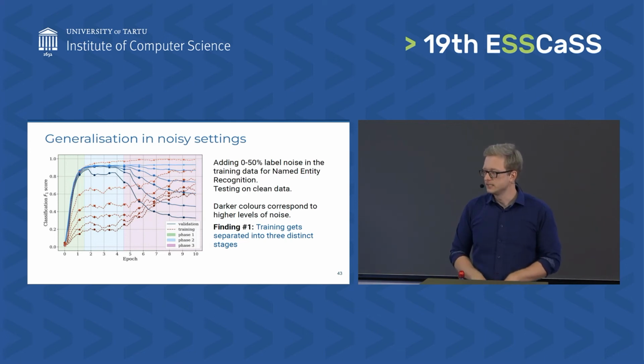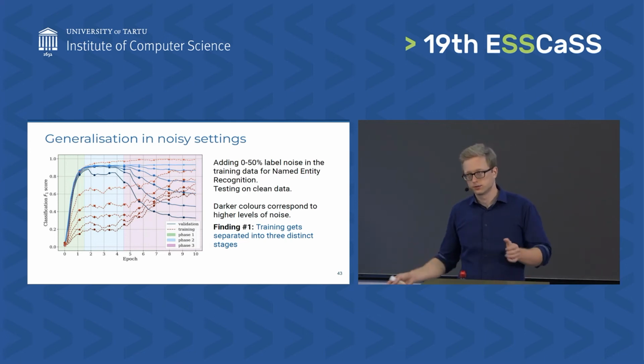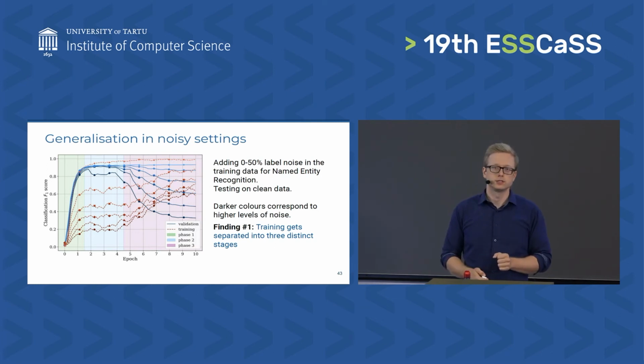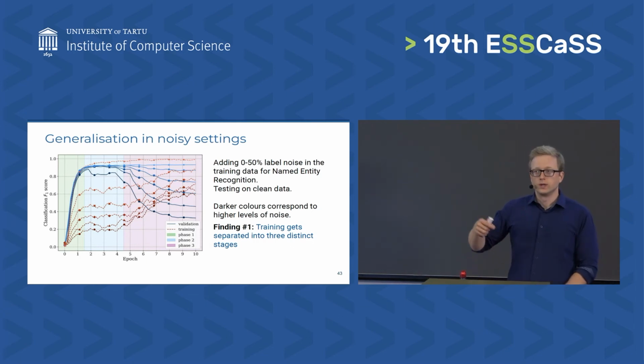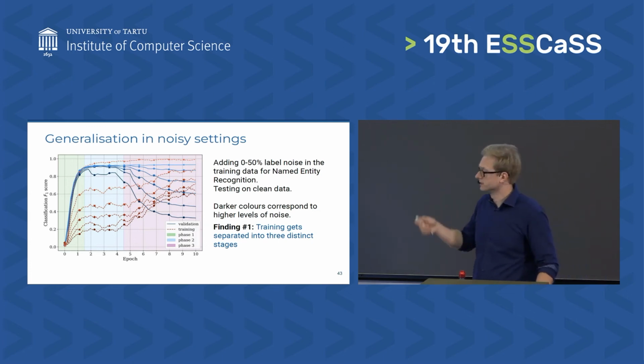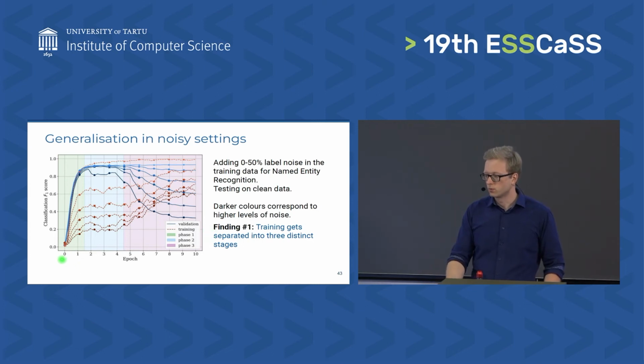So what we did was we took training data for named entity recognition. We added a certain amount of label noise to this data, and then we evaluated the model. We trained the model on this noisy data, and we evaluated it on clean data. So here you can see the results. On the x-axis, we have the number of epochs. On the y-axis, we have performance. The red lines are performance of the training data. Blue lines are performance of the development data.